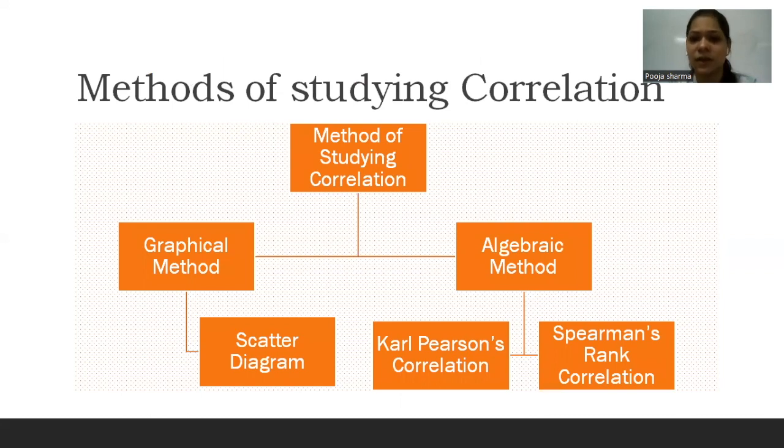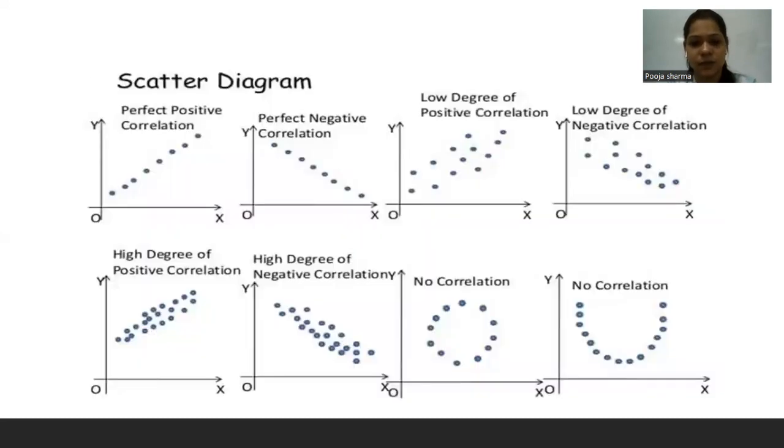Now, the methods of studying correlation. There are basically two methods for measuring the correlation. One is the graphical method, and another is the algebraic method. In the graphical method, we use the scatter diagram. And for the algebraic method, there are two methods: one is the Karl Pearson correlation and the other is the Spearman correlation. These are examples of the scatter diagram.